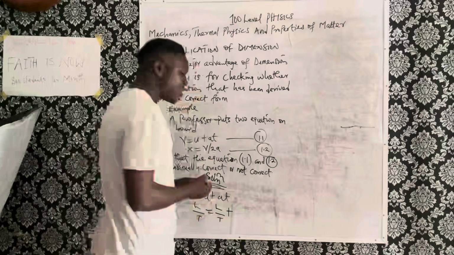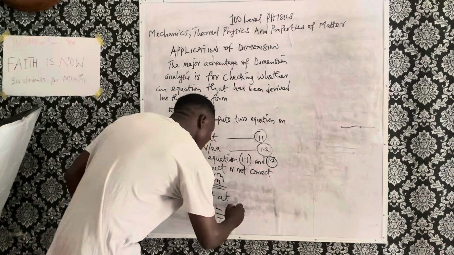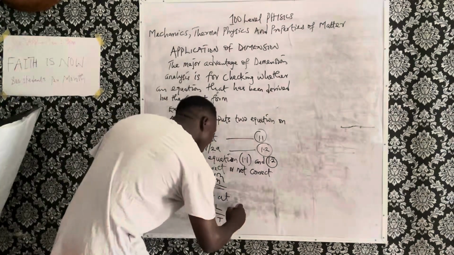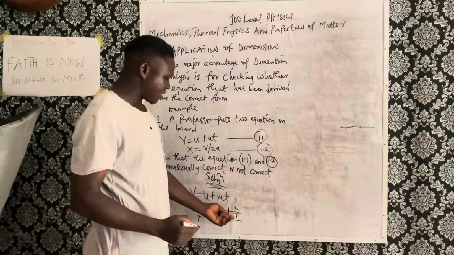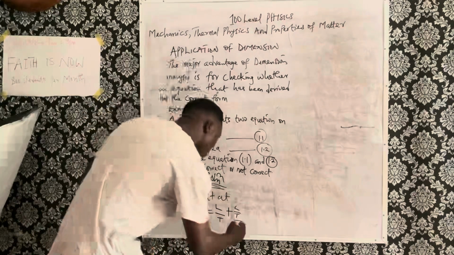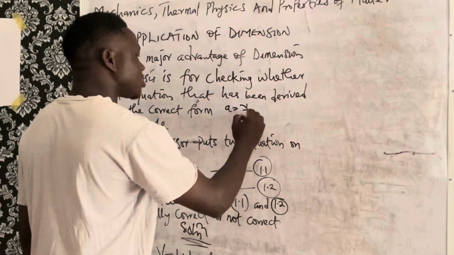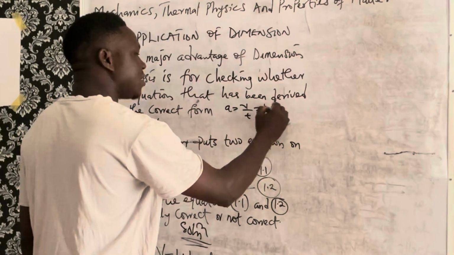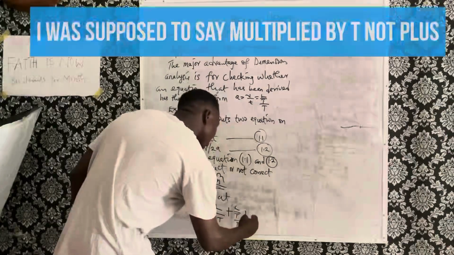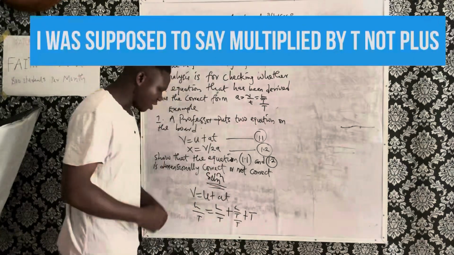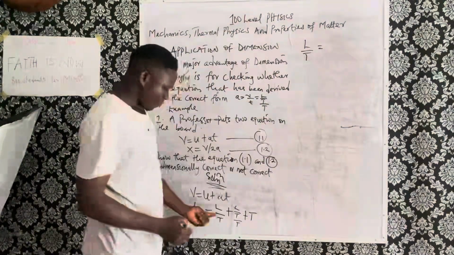Plus, we know acceleration is velocity over time. So I will write velocity over time. This should give me L over T, all over T, because if you recall, acceleration is velocity over time. So which means I need to have my L over T, then over T, plus my T. Okay, so this is clear now. So you see there that L over T is equal to L over T.